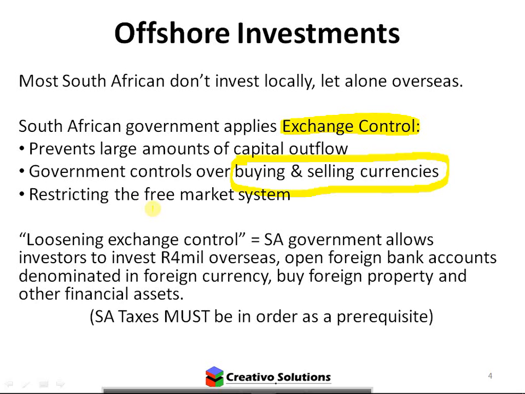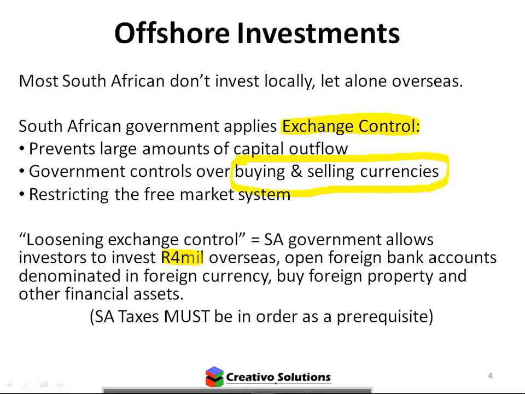Just something interesting: the loosening of exchange control. The South African government allows investors to invest 4 million overseas, and that could be used to open foreign accounts, denominated in foreign currency. They could buy property, they could buy other assets. It doesn't matter what it is, but you would be able to invest 4 million rand a year in offshore assets. So they're obviously trying to open up other opportunities to citizens.